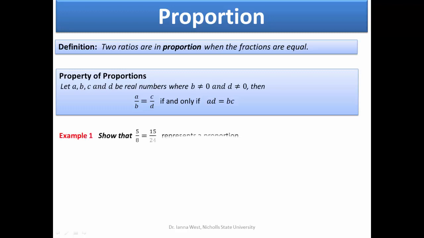For our first example, show that 5/8 equals 15/24 represents a proportion. In order to show this, we simply multiply 5 times 24 and 8 times 15, so we are cross-multiplying. When we perform the operation of multiplication on both sides, we get that both sides equal 120. Therefore, this is a proportion.